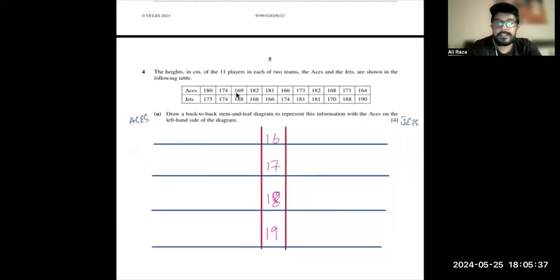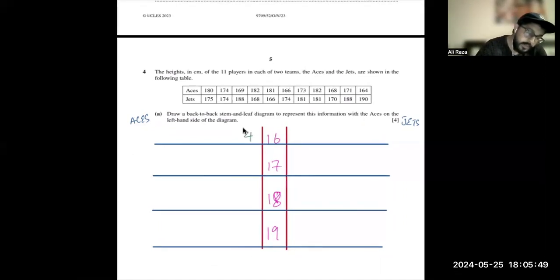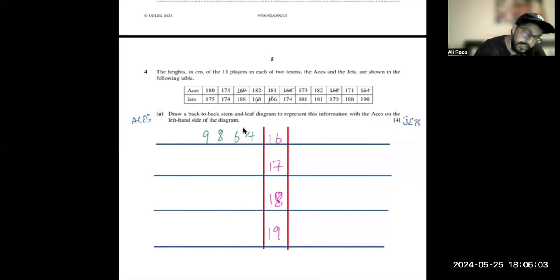So in aces, we have 166, 164, 168, 169. And the data should be in ascending order. So we'll write 164, 166, 168, 169. For the jets, I have 166 and 168.